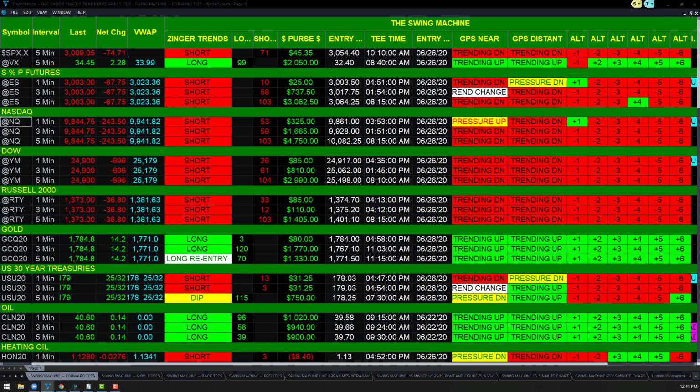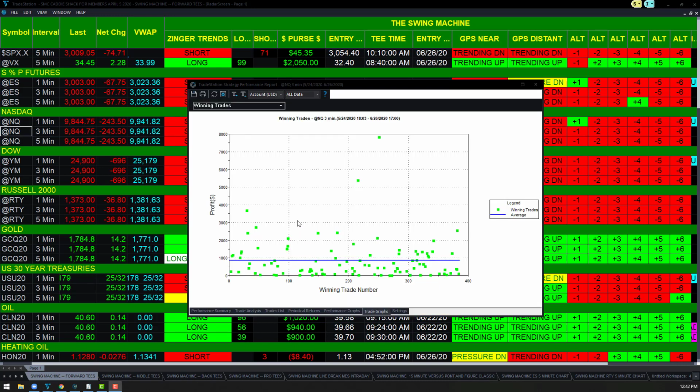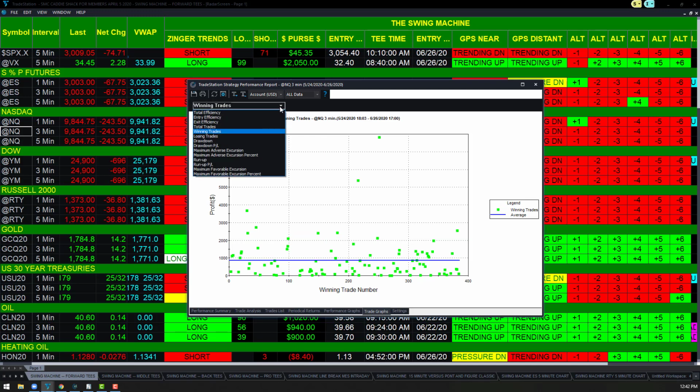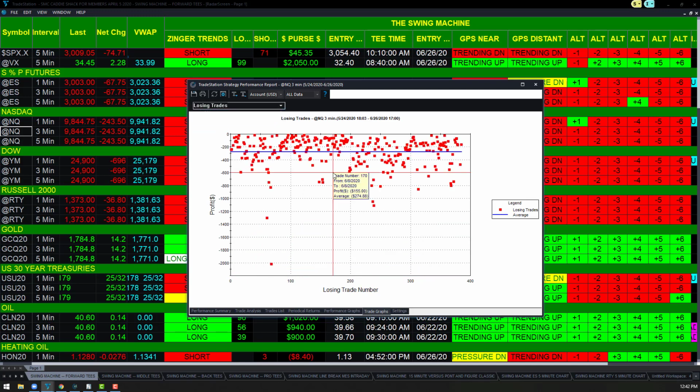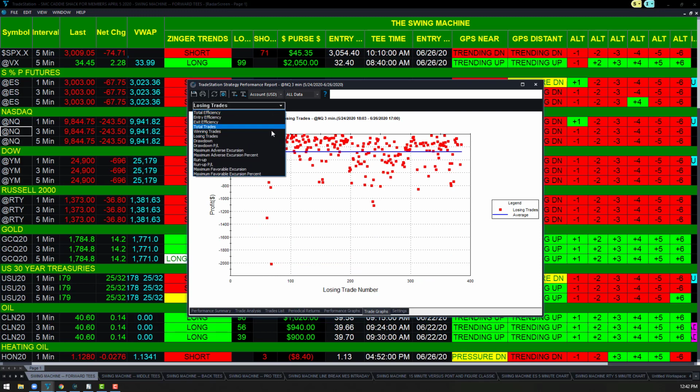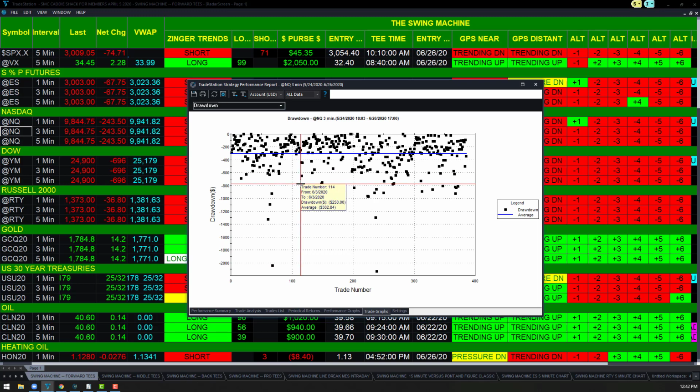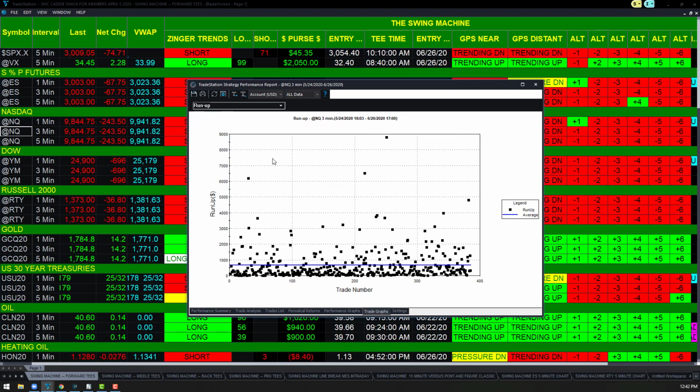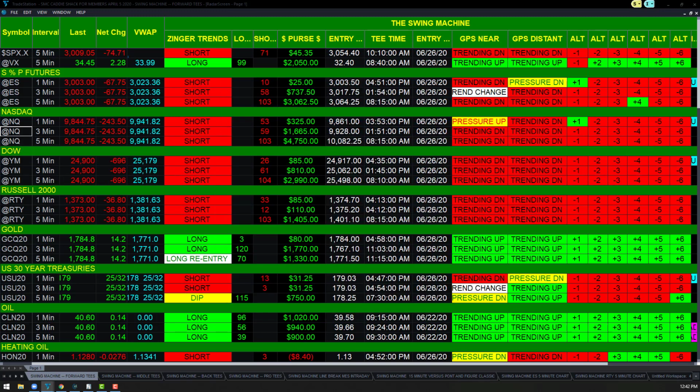Let's look at the 3-minute. So the NQ on a 3-minute, over the last 5 weeks, the average trade is $862. What is the average losing trade? $274. I like those probabilities. The drawdown, $302. The run-up, meaning the average of the maximum run-up, $658.